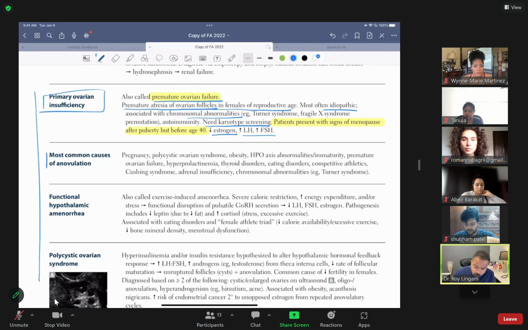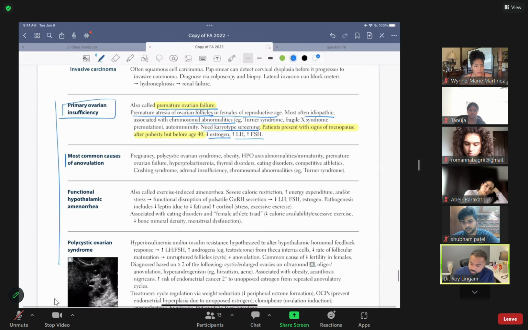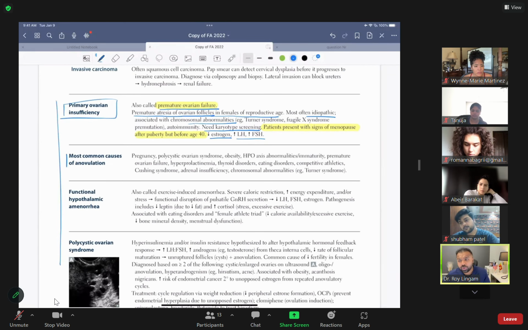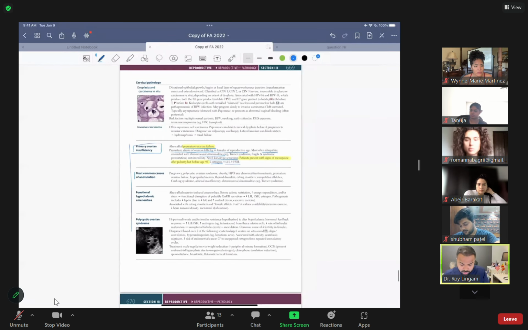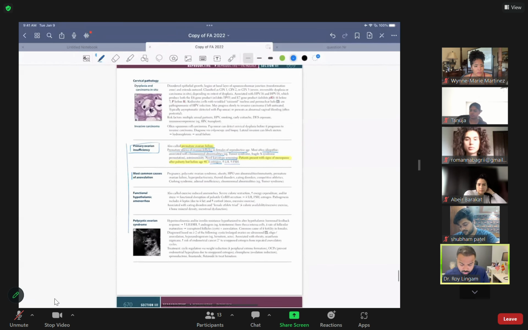Next one, most common causes of anovulation. Okay, so at what times do ovulations not happen, folks? Now for this, we kind of have to go back to the menstrual cycle. Okay, now I'm just going to go back here to recap.